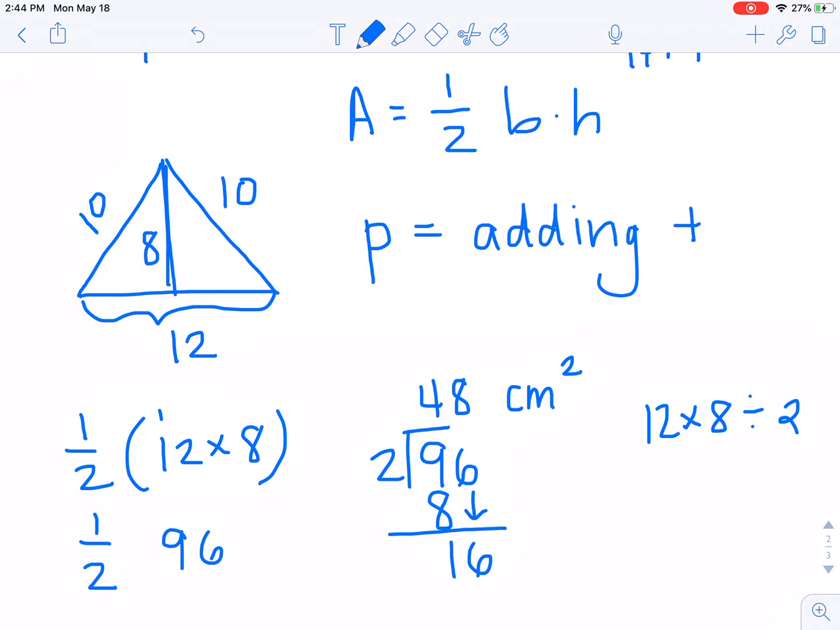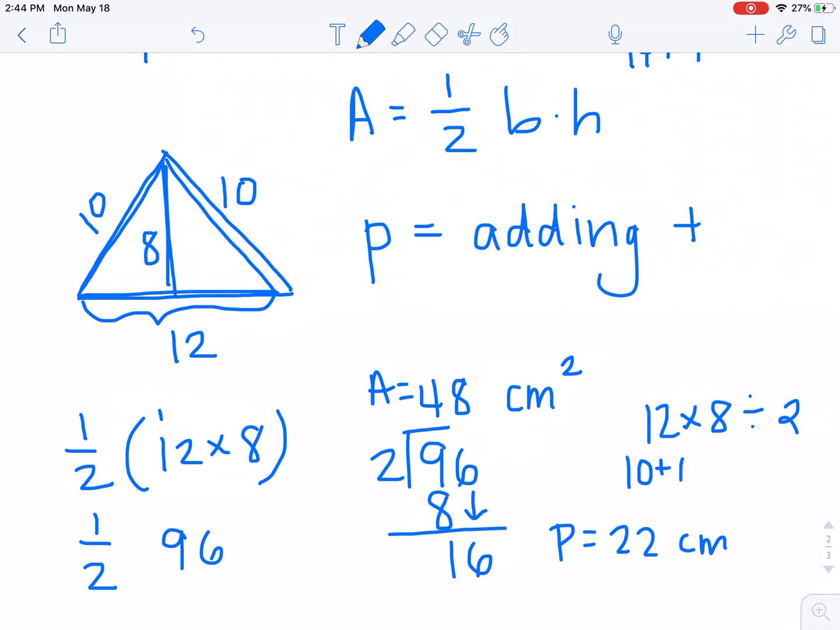Now, for the perimeter, I would have done the outside 10 plus 10, which is 20, plus 12, which is 32. So that would have been the area, perimeter would have been 32 centimeters. And friends, you're just adding up the outside. I didn't even need the 8, so I would have written 10 plus 10 plus 12 as my number model. Okay?